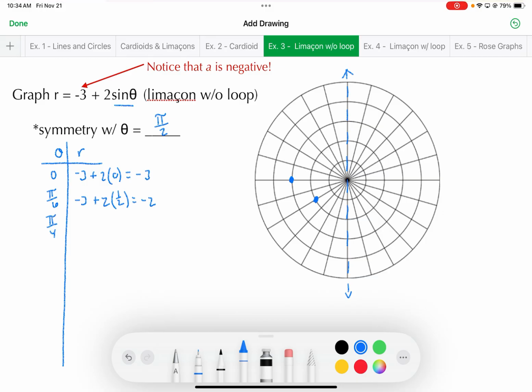Okay, we'll do pi over 4 next. It's -3 plus 2 times radical 2 over 2. Those are obviously going to wipe out. -3 plus radical 2, that approximates to -1.6. All right, so again, this is the terminal side of pi over 4. We've got to go back in the opposite direction of that to -1.6.